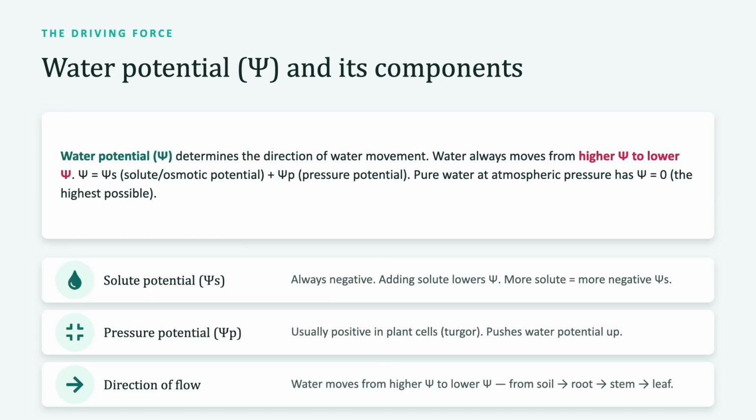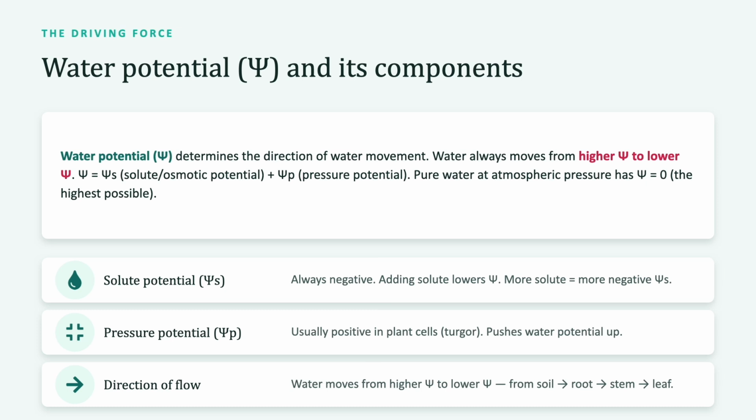Before anything moves, we need to understand what drives water. The answer is water potential, written as the Greek letter psi. Water always moves from higher water potential to lower water potential. Water potential has 2 parts: solute potential, also called osmotic potential, which is always negative because adding solute lowers the potential, and pressure potential, which is usually positive in plant cells because the cell wall pushes back.